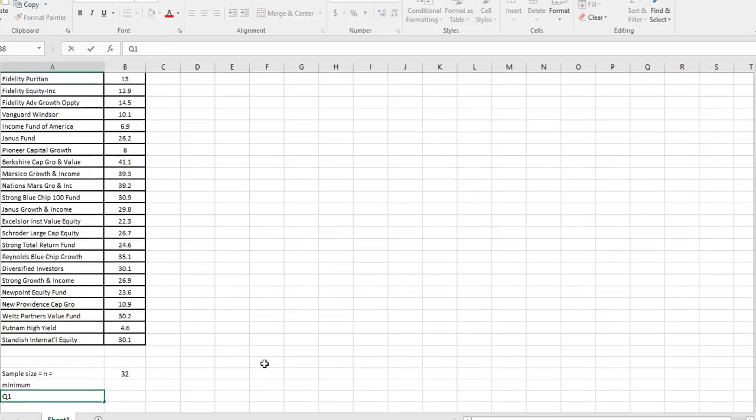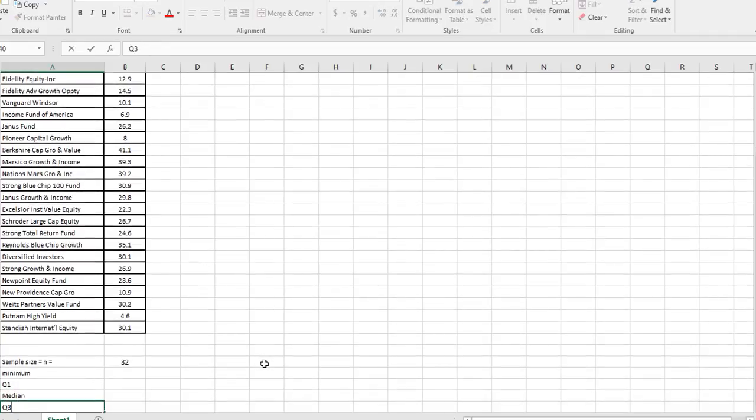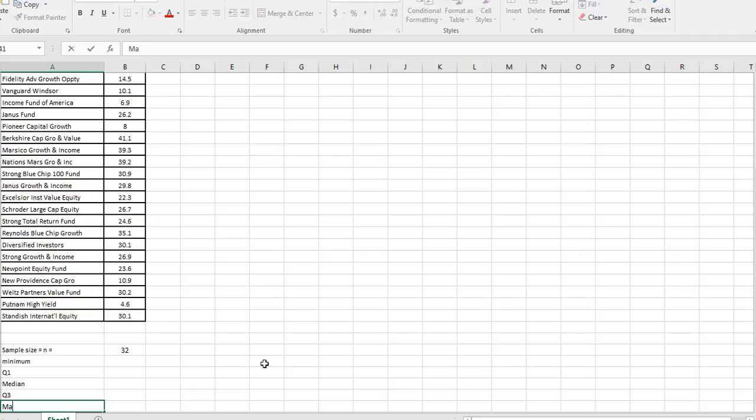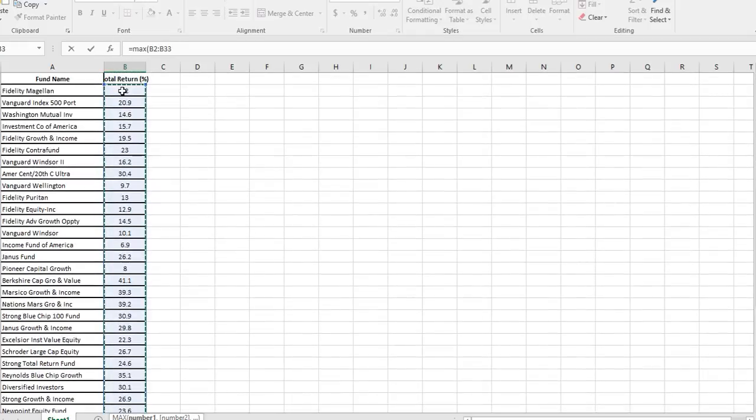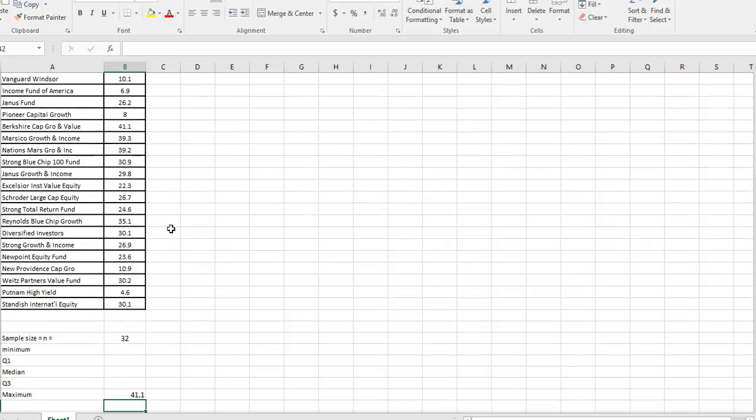We also have, let's say we wanted to do the minimum, Q1, the median, Q3, and the maximum. Okay, so it's just max, and then look at your data set like this. That's easy to do. Let me center these here. And same way for minimum, min is the command.